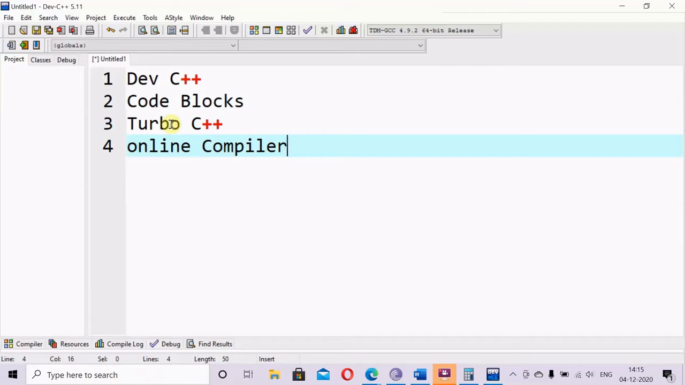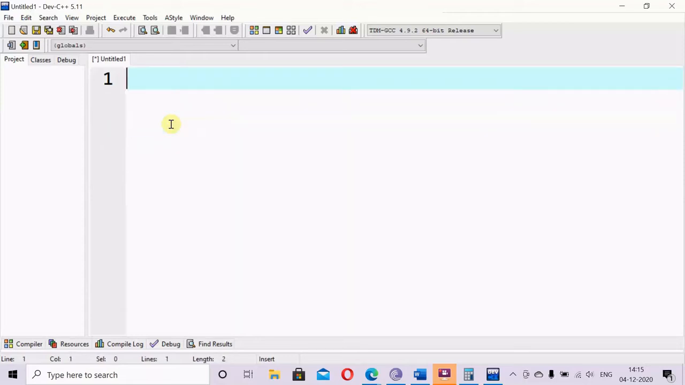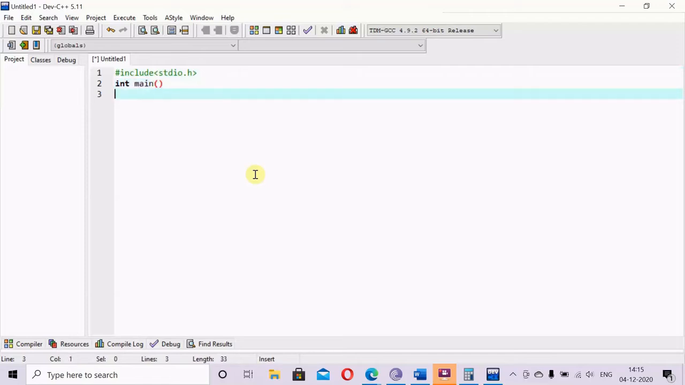So here we have to discuss first the Armstrong number. We first have to use the header file, so we write hash include stdio.h. This is the header file, and you can use int main or just main. Here we use int main.